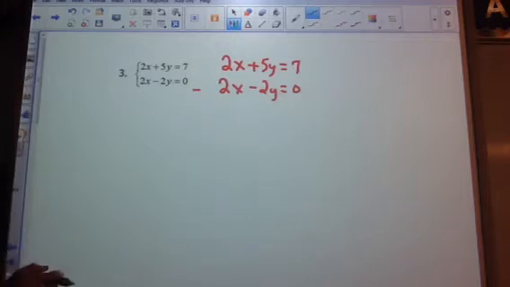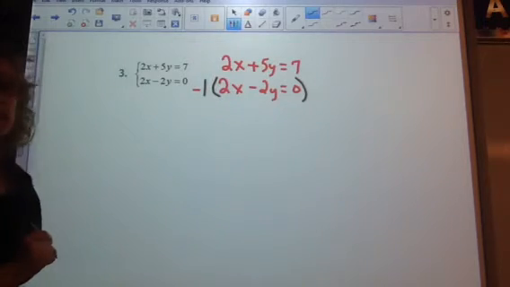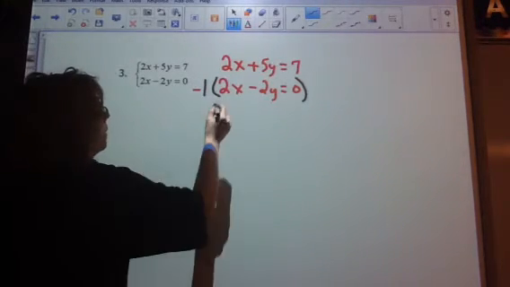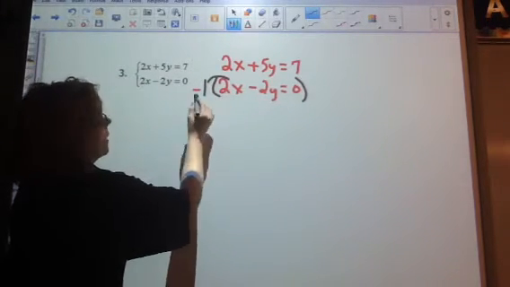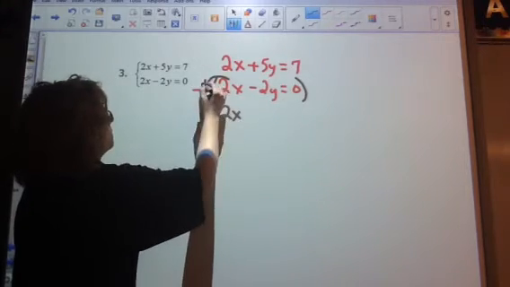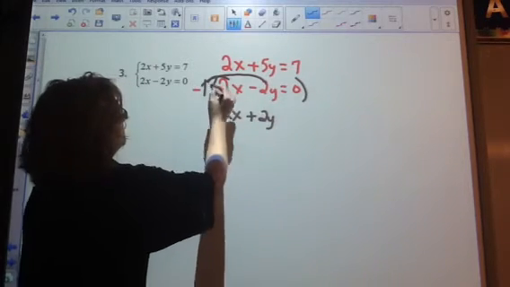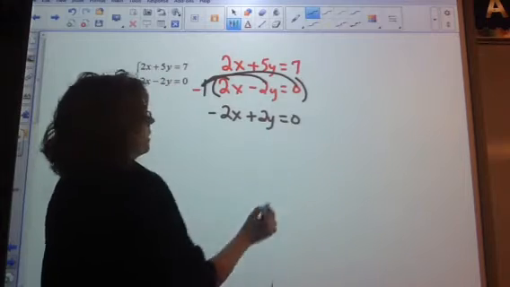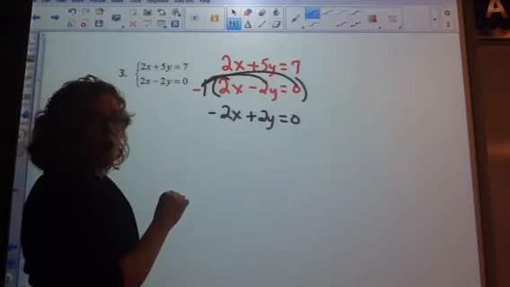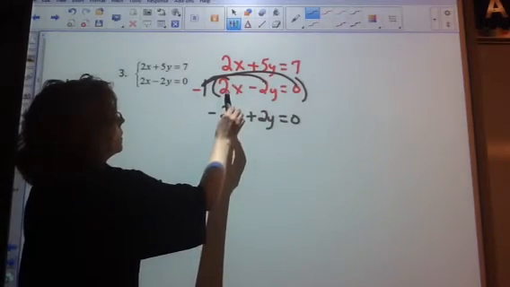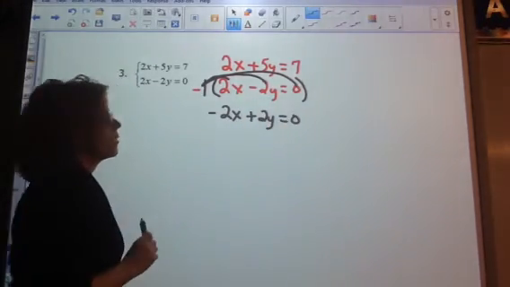Okay, so when you subtract, let's act like we're distributing that negative 1. So what we have here on this second one is negative 1 times 2x is negative 2x. Negative 1 times a negative 2y is a positive 2y. Negative 1 times 0 is 0. Okay, so you want to distribute that because you never subtract, you always add its opposite. So the opposite of a positive 2 is a negative 2. Opposite of a negative 2 is a positive 2. And 0 is neither, so it stays 0.